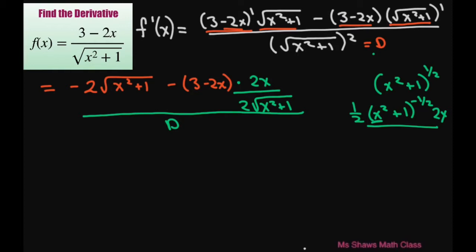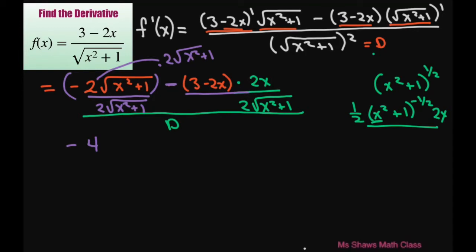All right, now the next step I'm going to do is, I have this minus sign here. I'm going to get the common denominator. So this has 2 square root of x squared plus 1, and I want to make this also 2 square root of x squared plus 1. So that means I have to multiply this by 2 square root of x squared plus 1. So when you multiply these two, you're going to get negative 4, because you're multiplying 2 times 2, and you're just going to have x squared plus 1.